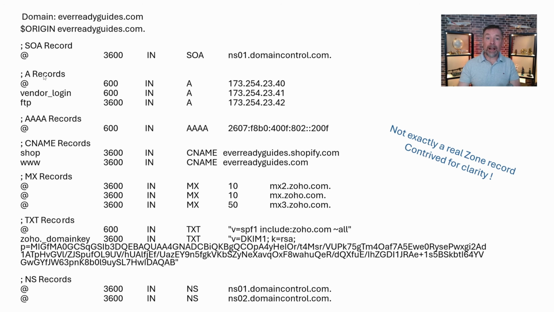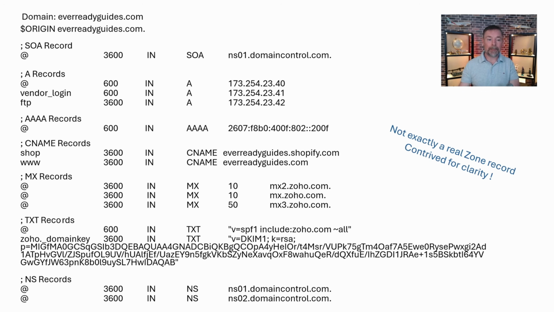Now let's look at the A records, which are IP version 4 records. At means for this domain, so for everreadyguides.com, this is the IP address, 173.254.23.40. But wait, we've got some subdomains in here as well. Vendor login is at a different IP address, vendorlogin.everreadyguides.com. And then FTP, if we had an FTP server, FTP is at even another IP address. So the subdomains are listed under the A records and the quadruple A records if we have them for those subdomains.